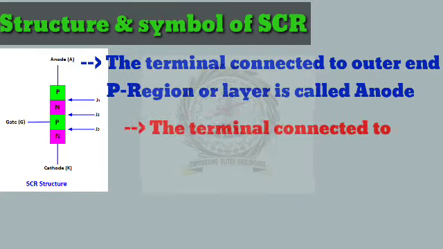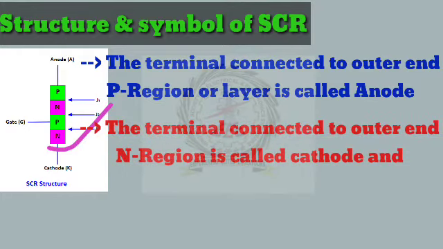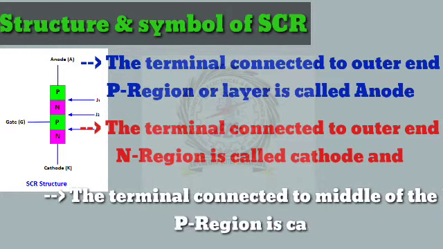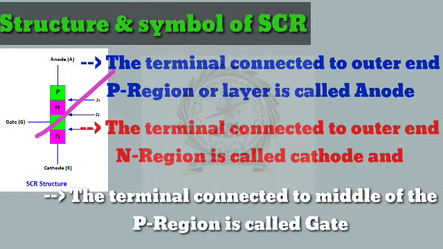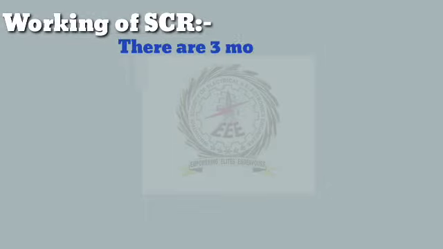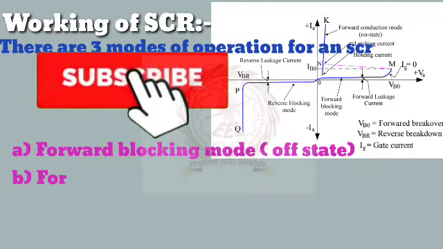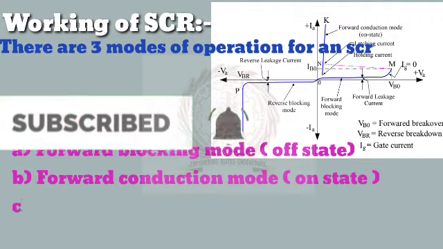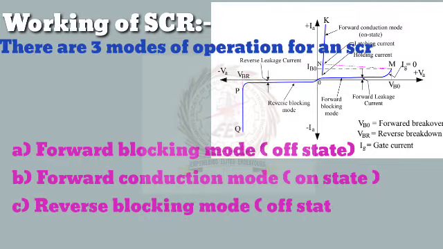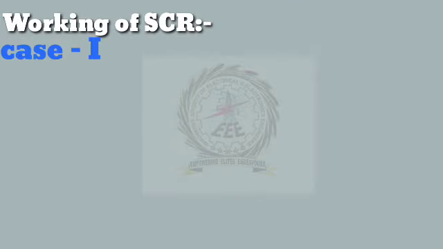The terminal connected to the outer N region is called cathode, and the terminal connected to the middle P region is called gate. We will see the working of the SCR. There are 3 modes of operation for an SCR, that is forward blocking mode, forward conduction mode, reverse blocking mode. So first we will see case 1.